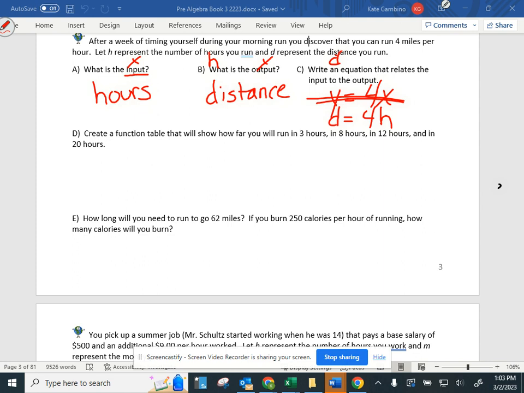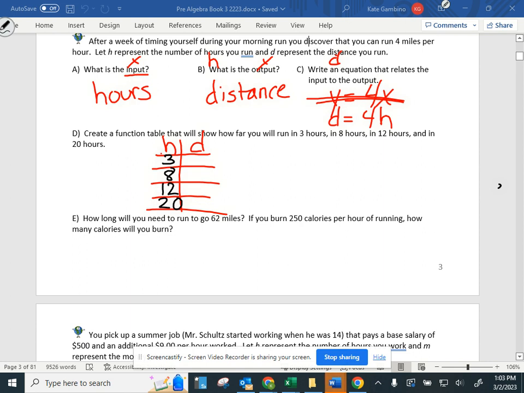So we're going to create a function table that will show how far you were running: 3 hours, 8 hours, 12 hours, and 20 hours. So they're telling us hours is what? Input or output? Input. So that's always going to be on that left side. Our first number is going to be the hours. Input is always on the left. Output is always on the right. So we have 3 hours, 8 hours, 12 hours, 20 hours.